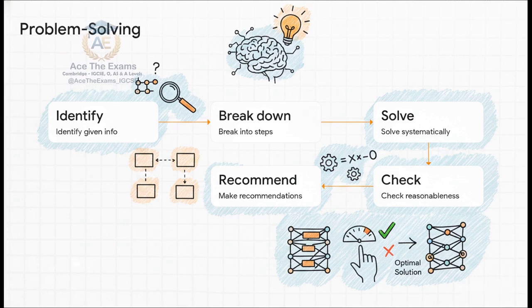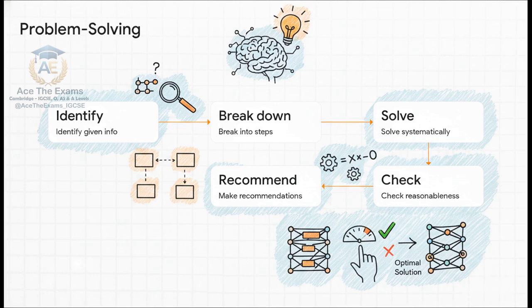When you are asked to evaluate a neural network's performance, you start by identifying the given information. Then, you break the complex scenario into logical steps. You solve it systematically, making sure to show every single piece of working out to secure those method marks. Then, and this is absolutely crucial, you check for reasonableness. Does an error rate calculation of 150% make logical sense in this context? No, of course not. If your algorithm outputs something unreasonable, state it clearly to the examiner and explain why it's wrong.